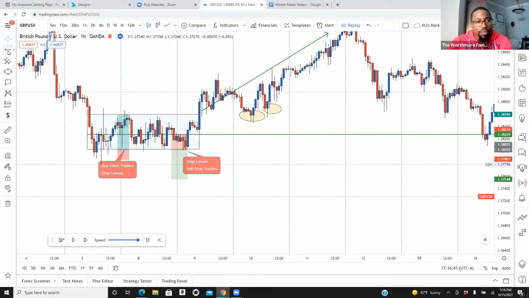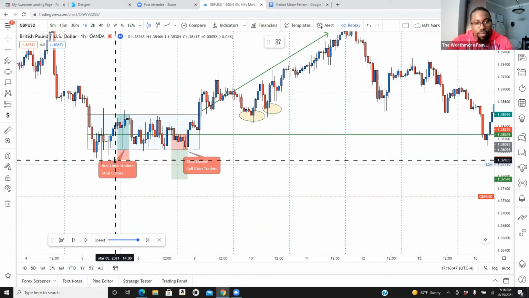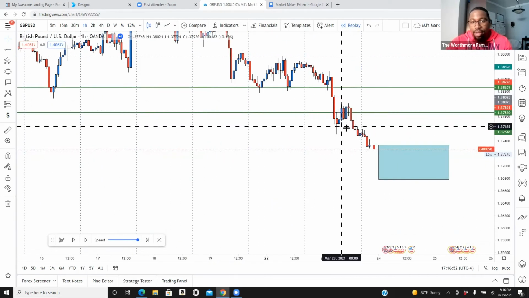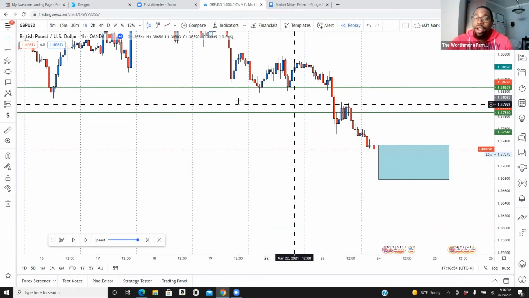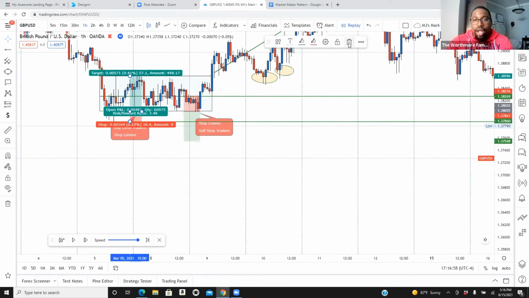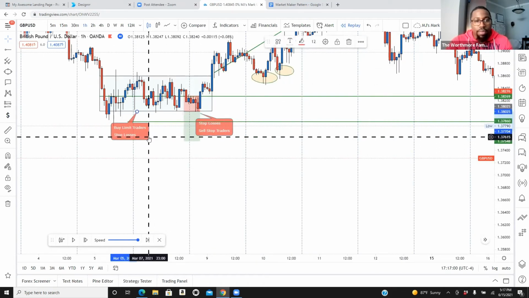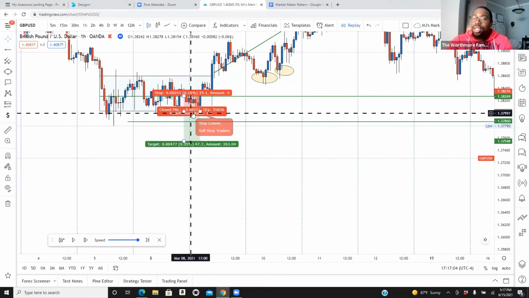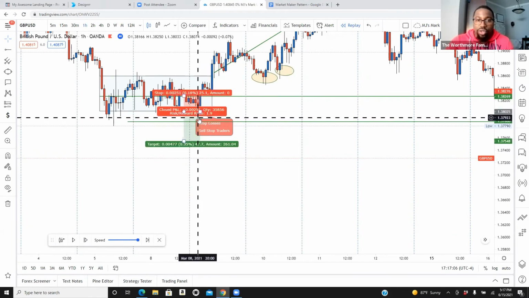And if we look, let's see where we are. Bang, got them. They are out of here. They are out of the game now. So now these buy limit traders, they're out and their stop losses got hit. Money off the charts. The only traders that are in profit right now are these guys, these sell stop traders, the break-in retest traders, right?